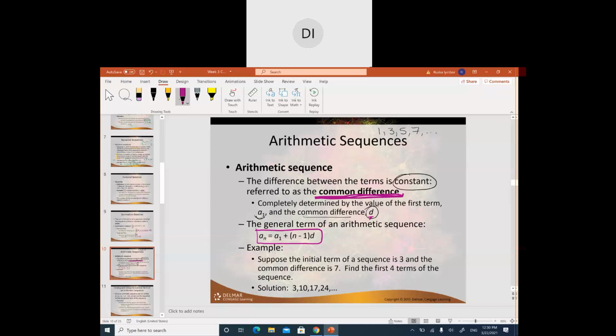Okay? Can you do an example using that? Yes, this is the example. We have initial term is 3, so that means A1 is 3. And the common difference is 9. That is given. The difference is 7. I'm sorry, 7, not 9. So the first term is 3. The difference is 7. So what is the term? How does the sequence look? So start with 3. You add 7. You add 7. You add 7. And this is what you get. Make sense?